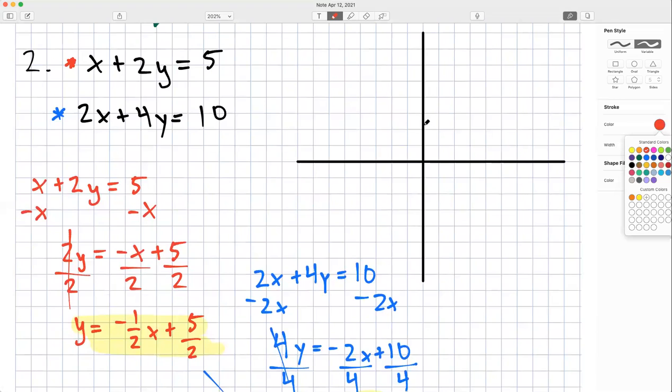So 5/2 is 2.5, so it's about right here. And then we're going to go rise, which is -1/2, which is the run. So that means down 1, right 2. So down 1 would be to the 1.5, and then right 2 would be right here. Okay? And then, so down 1/2. That's kind of right there in the middle, but that's okay. And then we've got, well, extend that line a little bit. Got this.